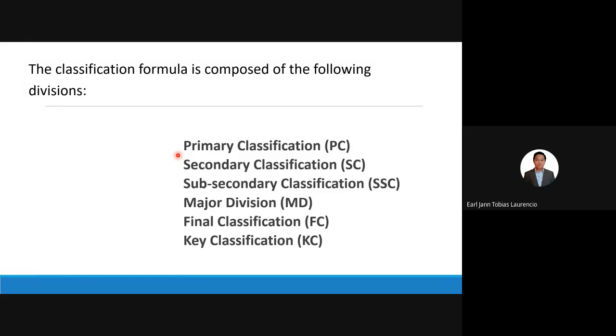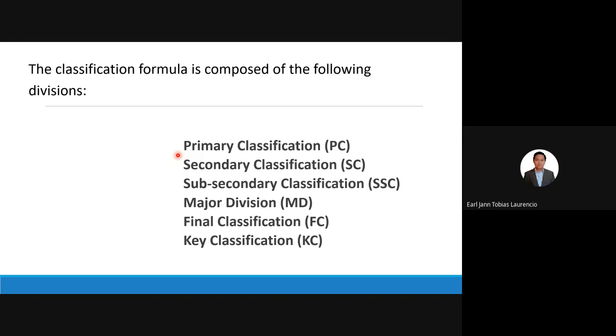Okay? So being so, the first classification formula that we will answer is the primary classification. The next is the secondary. After answering the secondary classification, we will answer the subsecondary classification. After answering the subsecondary, we will answer the major division. Afterwards, final classification. And the last classification that we will answer, the last classification that we will block out is the key classification. Okay? Tatandaan nyo yan.